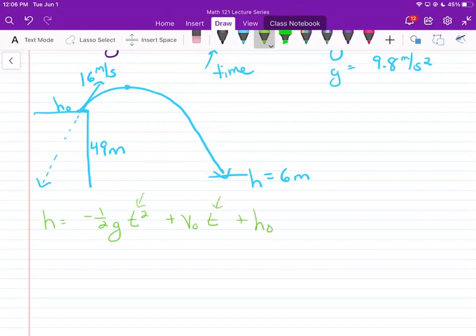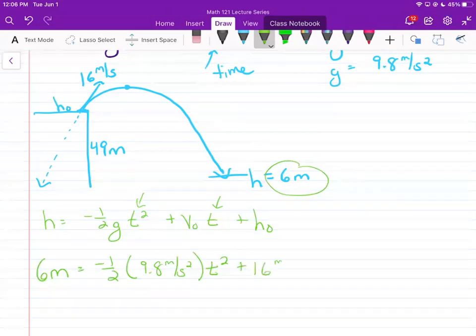My final height is where it lands. I want to know when it will be 6 meters. And in this case, I'm dealing with meters, so I'm going to use the 9.8 meters per second squared. I'm looking for t. V naught, they tell us, is the 16 meters per second. Again, t is what I'm trying to solve for. And I started at a height of 49 meters because that's how high the cliff was.